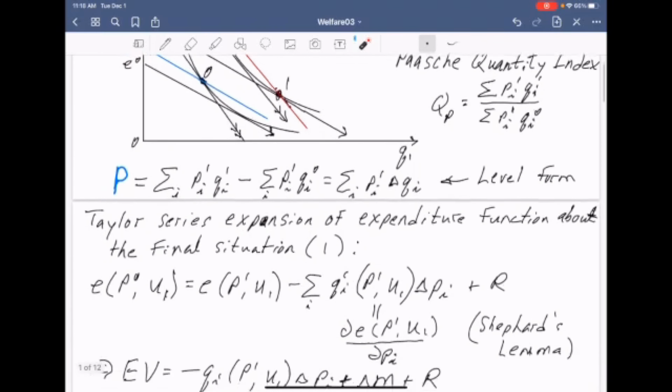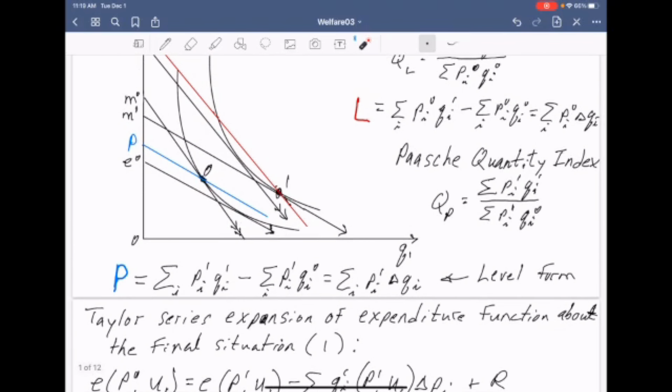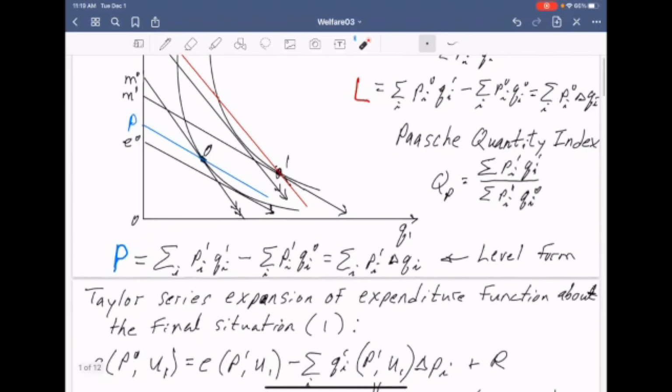So for the Paasche Index, if we take the numerator and subtract from it the denominator, we get the sum of the prices in the future situation times the quantities in the future situation minus the sum of the prices in the future times the current quantities. And then we can rewrite that as the sum of the future prices times the change in the quantities. And these two quantity indexes, L, Laspeyres, and P, Paasche, are in level form.